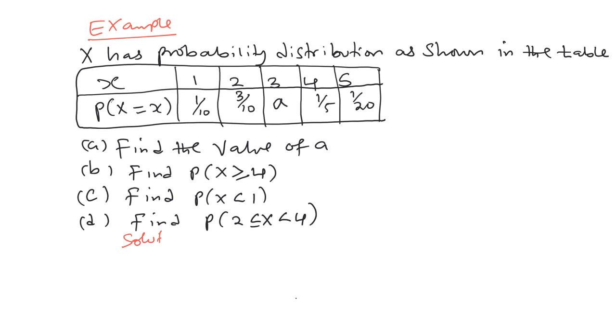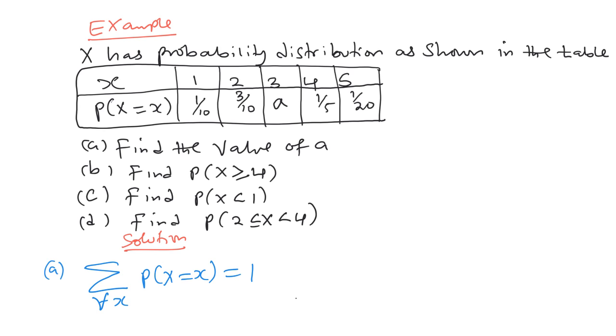Solution. Okay, find the value of A. We know that the summation of the probabilities must give us one for a random variable. So what are we summing for all values of X? Okay, so what are the probabilities?